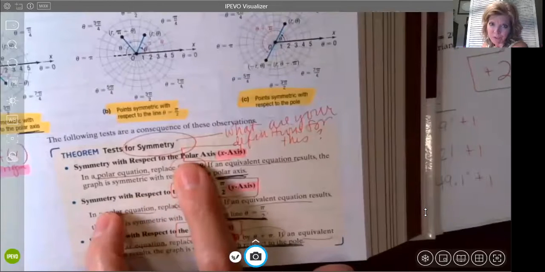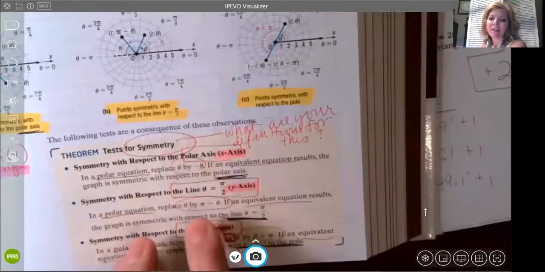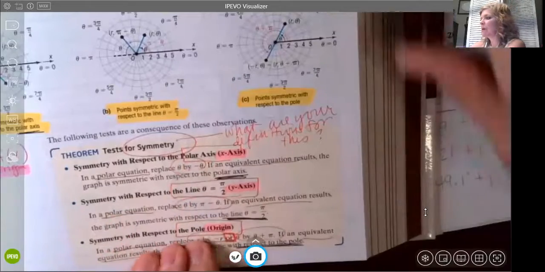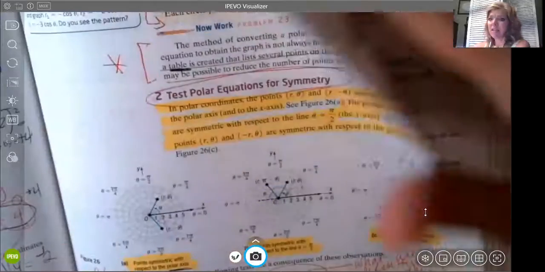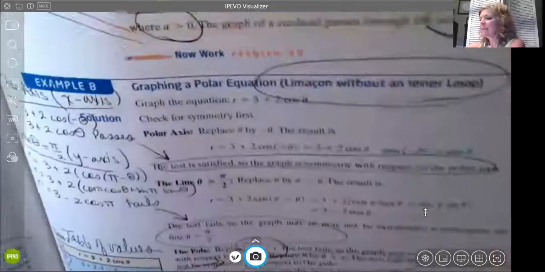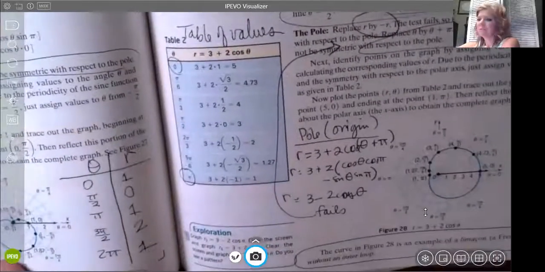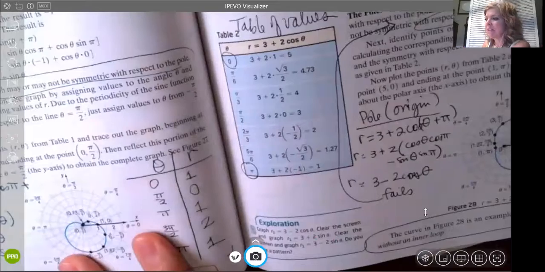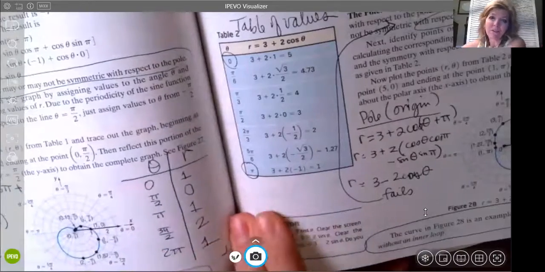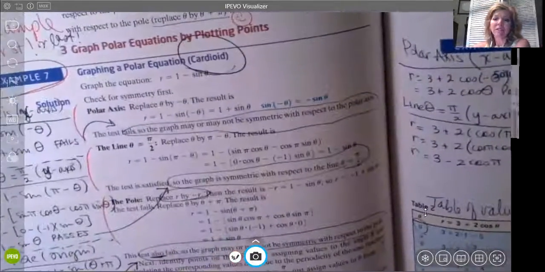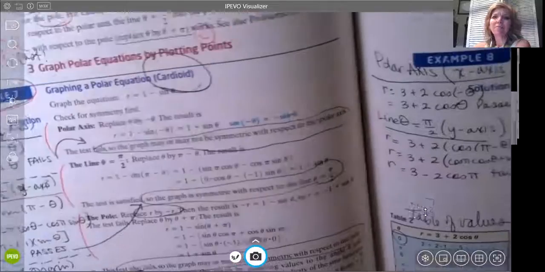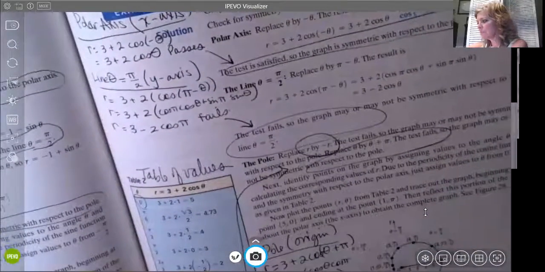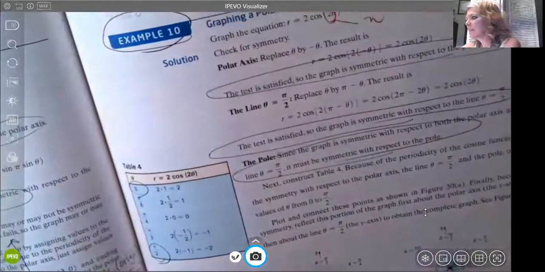And then there's polar, say the line theta equals pi over 2, and the pole. I'm going to ask you on the test. I am not going to get you to graph cardioids. I'm not going to take time on the test for that, but I am going to ask you on the test to test for the symmetry and report out: is it symmetric too?